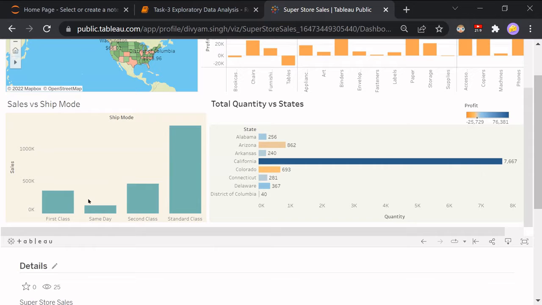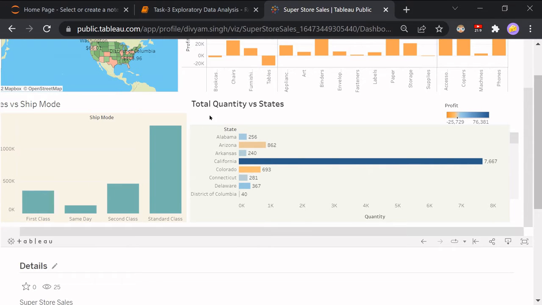Now going on to the last two charts, the second last chart, sales versus ship mode, tells that the standard class shipping mode is most commonly used by the people, whereas the same day shipping mode is the least used mode that people are using. And here is the total quantity versus the states.